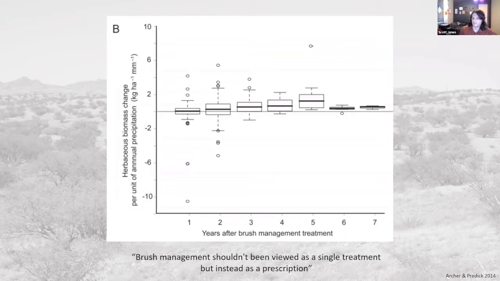As Tom mentioned, part of my research is focusing on human perceptions of these actions. One of the people I've talked to who has been involved in brush management actions said that we need to open our view of these to not just look at them as single treatments, but as more of a prescription for the landscape with repeated doses.